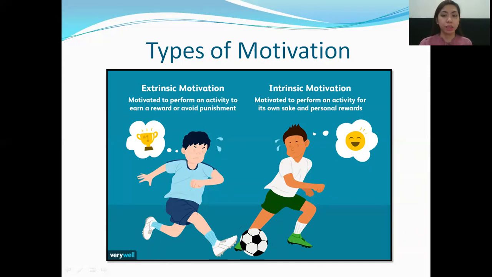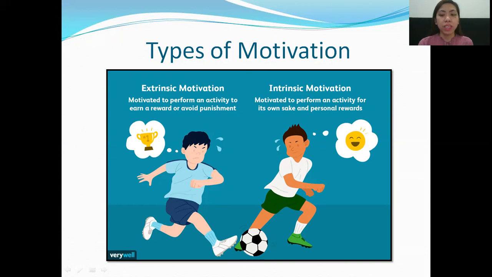As we can see here in the picture, there are 2 boys playing soccer. Although both of them are playing the same sport, their reasons or motivation for playing soccer are different from each other. The boy on the left is extrinsically motivated because he is participating in a sport only to win a trophy. The boy on the right, on the other hand, is intrinsically motivated. He is playing soccer because he finds the activity enjoyable, challenging, and exciting. It doesn't matter whether or not he brings home a trophy.